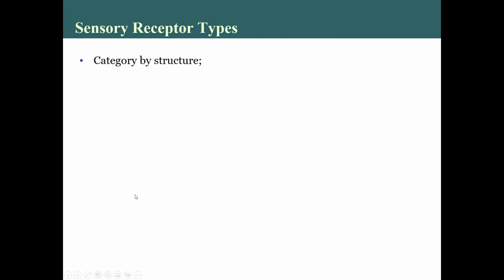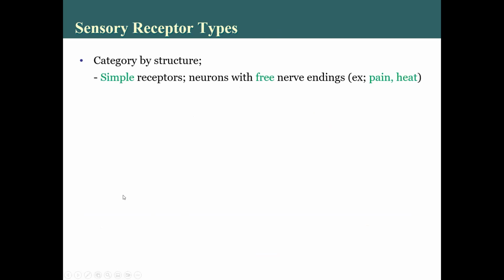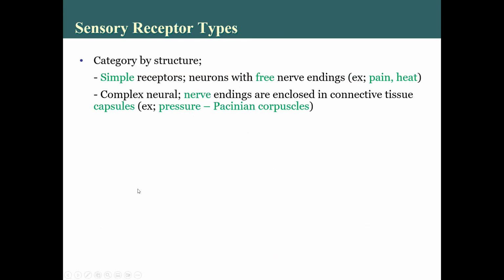All right, what are the different sensory receptor types? It can be categorized by structure. First type is simple. And what that means is the simple receptors are more or less a neuron. We talked about how neurons are built, the cell body, dendrites, and axons. So really simple receptors are just regular neurons. And the two types of senses that use free nerve endings are pain and heat.